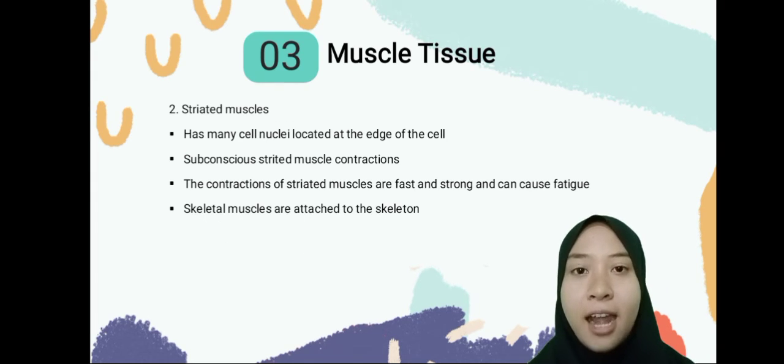The second is striated muscle. Striated muscle has a long, cylindrical shape. It has many cell nuclei scattered at the edge of the cell. Striated muscle contraction is under conscious control. The contractions of striated muscle are fast and strong and can cause fatigue.